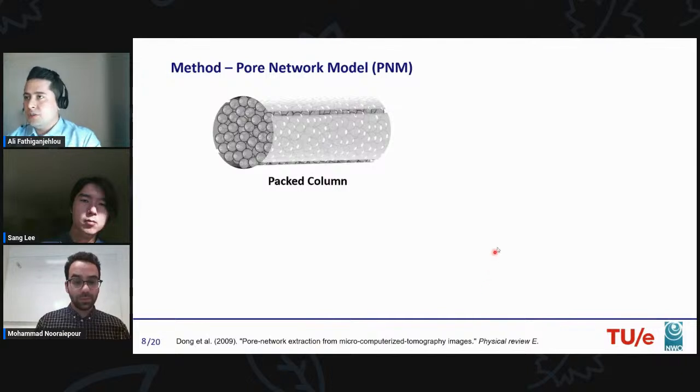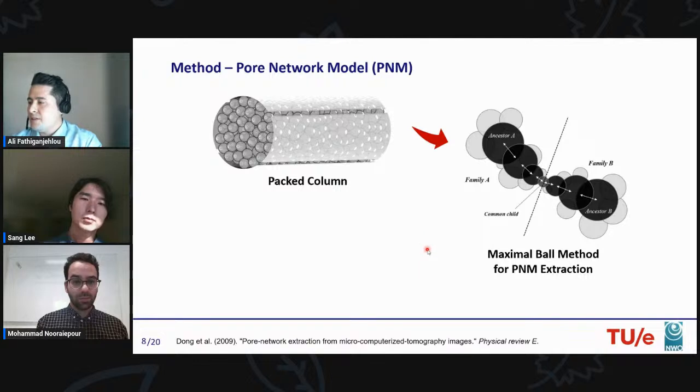The numerical method we use is the pore network model, or PNM. PNM simplifies the 3D complex porous structure into a network of pore bodies and throats. The first step in pore network modeling is to extract the pore network from a 3D image, and this 3D image can be obtained using MRI. The method that we use for extracting the pore network model is the maximal ball extraction method, which was developed at Imperial College.